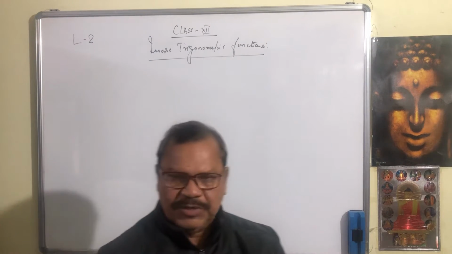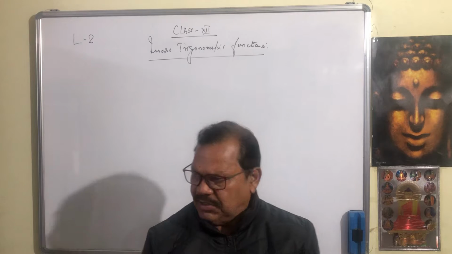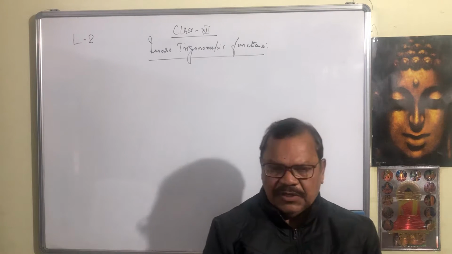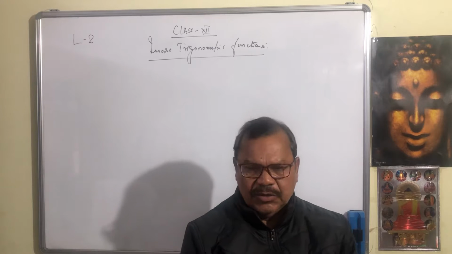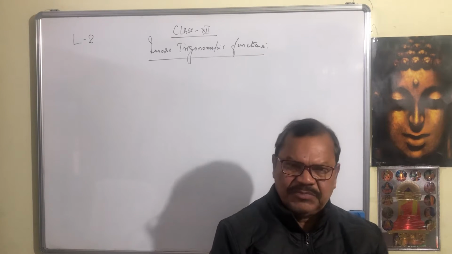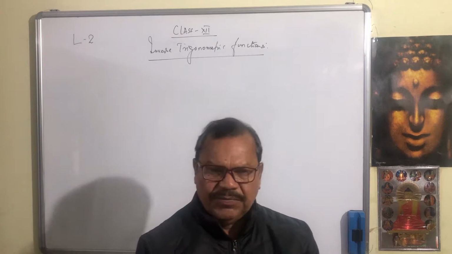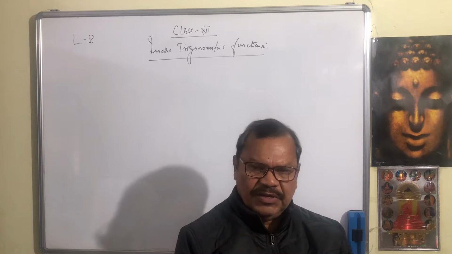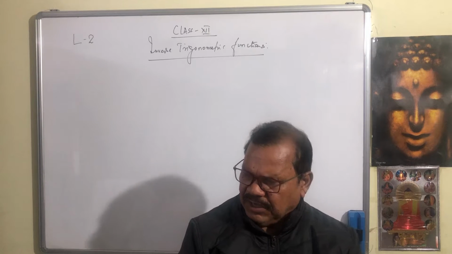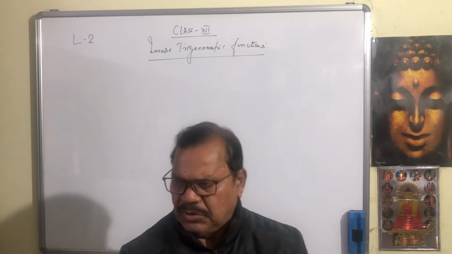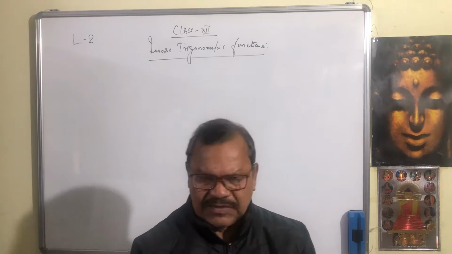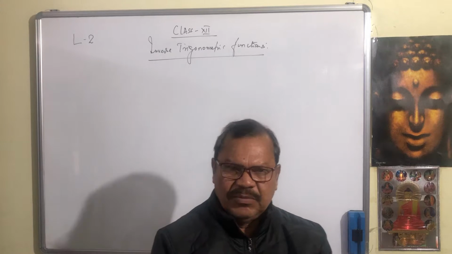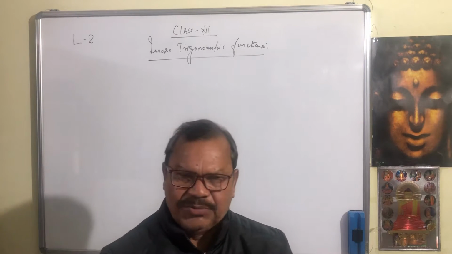Hello students, let us see in the second lesson. Earlier we had seen that for existence of inverse, the function should be 1-1 and onto, and the domain of the function becomes the codomain of the inverse function.